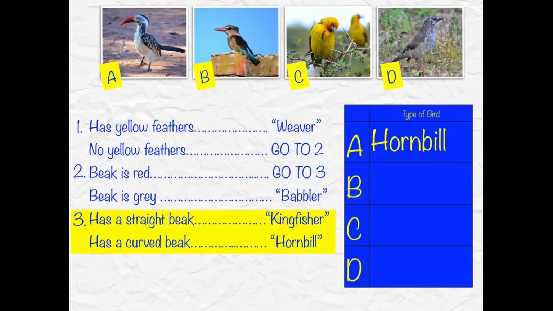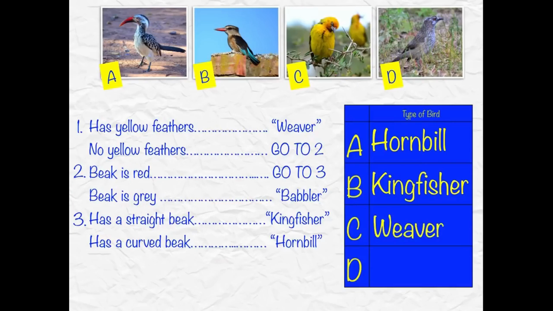We've identified the first one. We can continue like this for the rest of them. If we want to identify B, we can look at part 1 and say it has no yellow feathers, so we go to 2. Does it have a red beak? Yes, it does, so we go to 3. Is that beak straight? Yes, so it's a kingfisher. If we go on to C, does it have yellow feathers? Well, this one's the easiest one to identify because yes, it does have yellow feathers, so it's called a weaver.